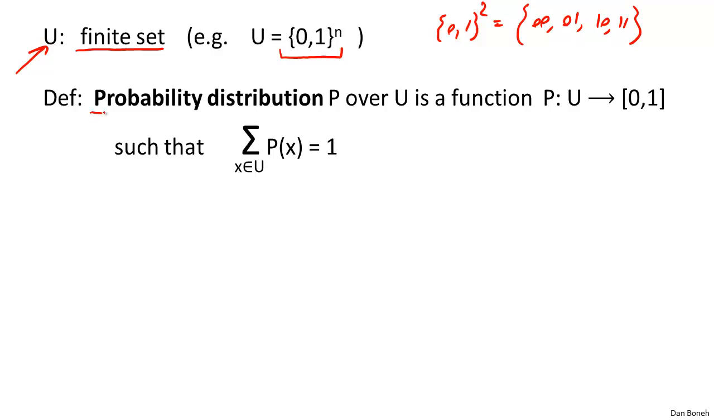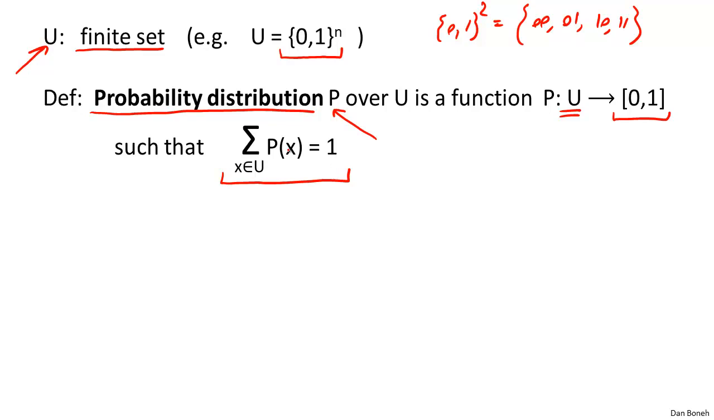Now, a probability distribution over this universe U is simply a function which I'll denote by P, and what this function does is it assigns to every element in the universe a number between 0 and 1. And this number is what I'll call the weight or the probability of that particular element in the universe. Now, there's only one requirement on this function P, and that is that the sum of all the weights sum up to 1. That is, if I sum the probability of all elements x in the universe, what I end up with is the number 1.